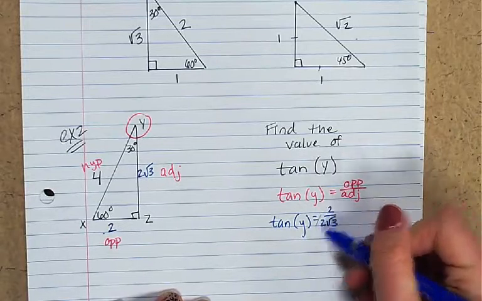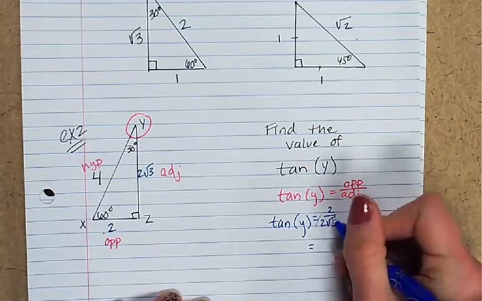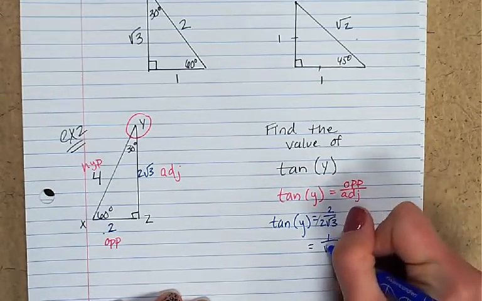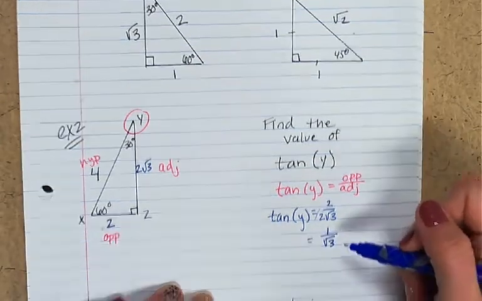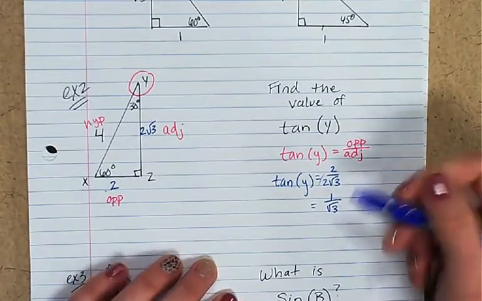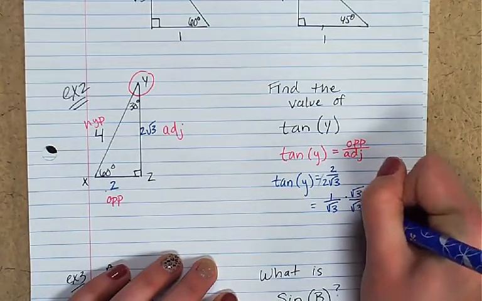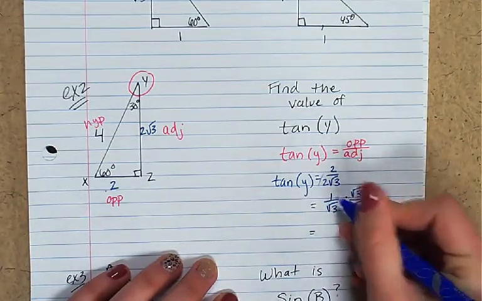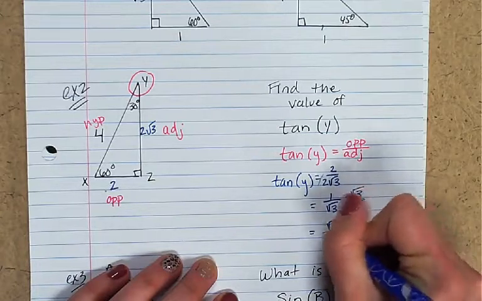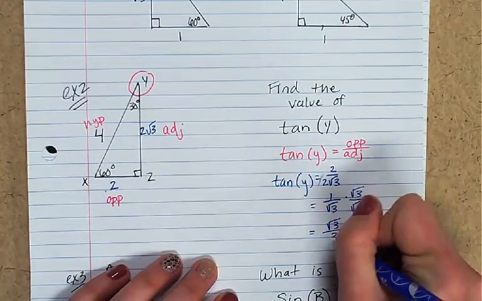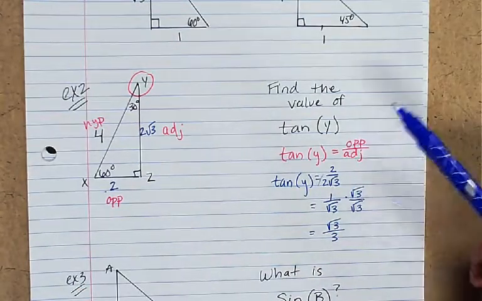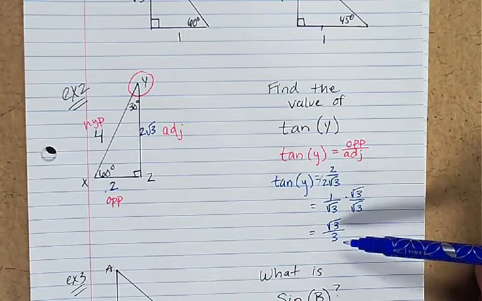Now you can simplify the 2's. So that becomes 1 over root 3. And then remember, you have to rationalize the denominator. So that's when you just multiply the top and bottom by whatever the denominator is. So 1 times root 3 is root 3. Root 3 times root 3 is 3. So tangent y is root 3 over 3.